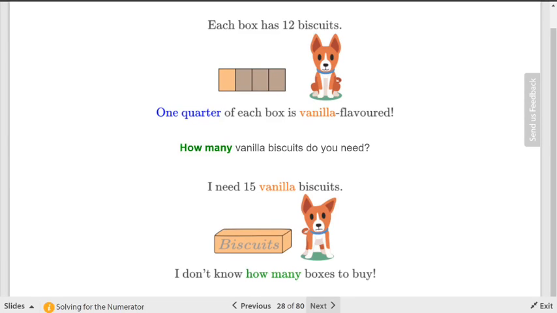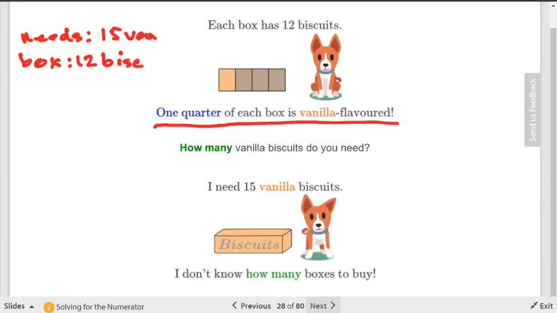Okay. Each box has 12 biscuits, right? So we know a couple of pieces of information, yeah? He needs, hold on. So he needs how many biscuits? 15 vanilla biscuits, right? Each box has 12 biscuits in it, right? Okay, so he needs 15 vanilla biscuits. Each box has 12, but only 1/4 of each box is vanilla flavored. Oh no! Okay, which means that there's some other flavor in there, right?